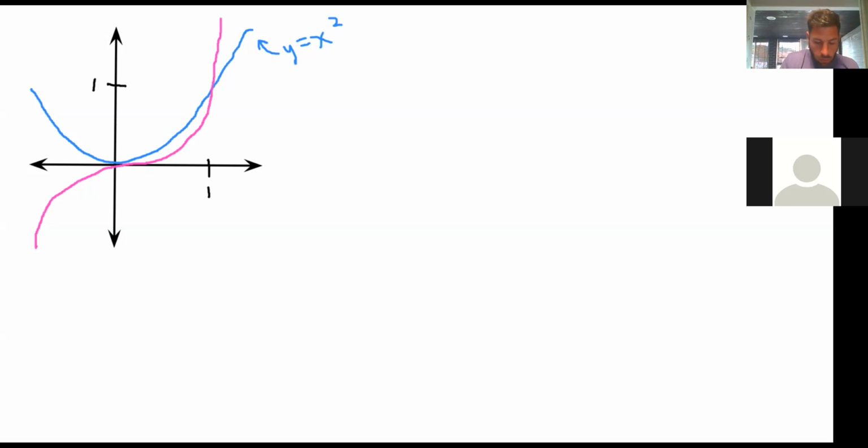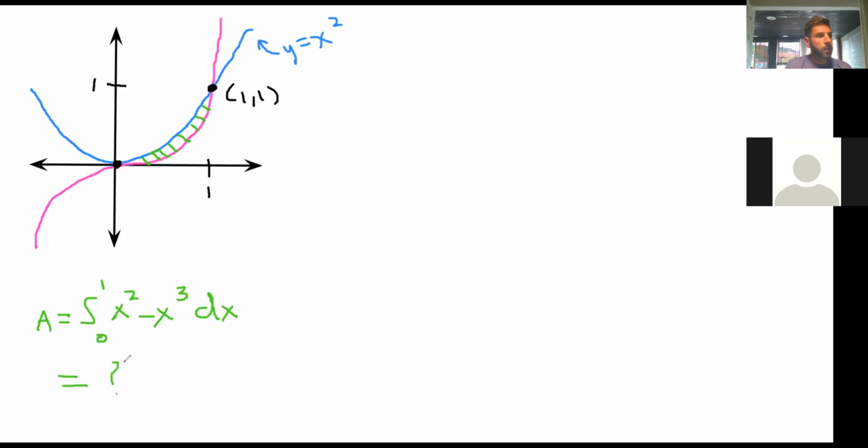So this is usually something that when we're first learning these things, we get a little confused about. The only area that we're interested in is this tiny little sliver that I'm going to shade green. So the area here is the integral from 0 to 1 of the top guy, which is x squared, minus the bottom guy, which is x cubed, dx. And again, that is a straightforward integral that you should know how to do without help, so I'll let you do it.